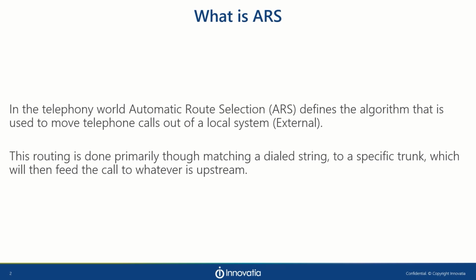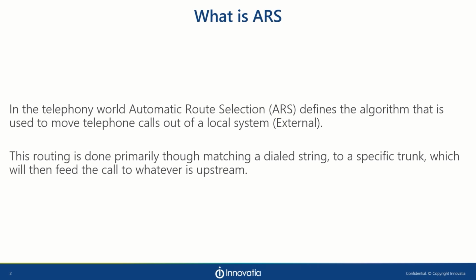So ARS, or Automatic Route Selection, is an algorithm that is used by a PBX to route calls from some kind of local source element to some kind of external destination element. Basically, think of ARS as the process by which business A would be able to route calls towards business B.